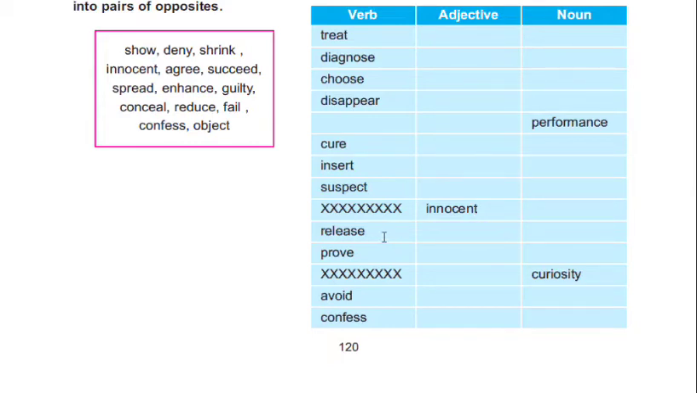Release from prison, for example, and if someone is innocent, they're going to release him from prison. The adjective is released, ed. The noun is release, the same word. Prove is a verb. To be released from prison, you need to prove your innocence. So prove is a verb, to bring evidence. Proved is the adjective, or proven. The noun is proof.